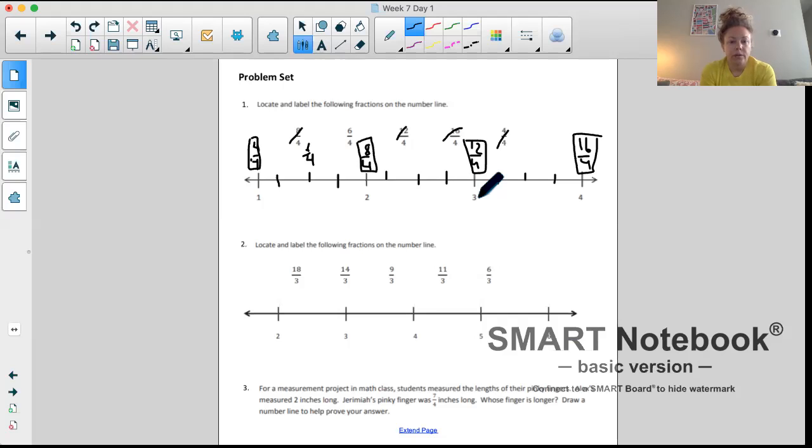Number 2, locate and label the following fractions on the number line. So we're doing the same thing. This one has 2, 3, 4, 5, and 6. And our unit is thirds. So we're going to decompose or partition each whole into thirds. 3 parts means 2 lines. So go ahead and partition your thirds.